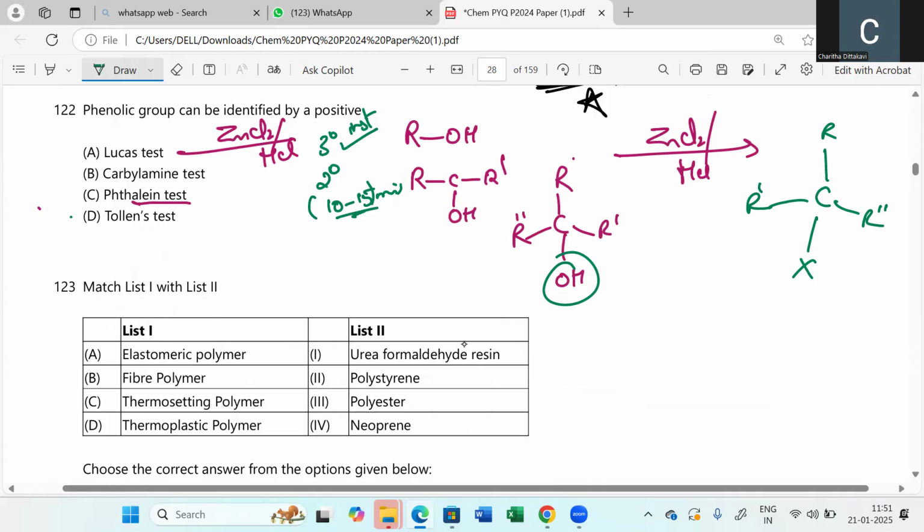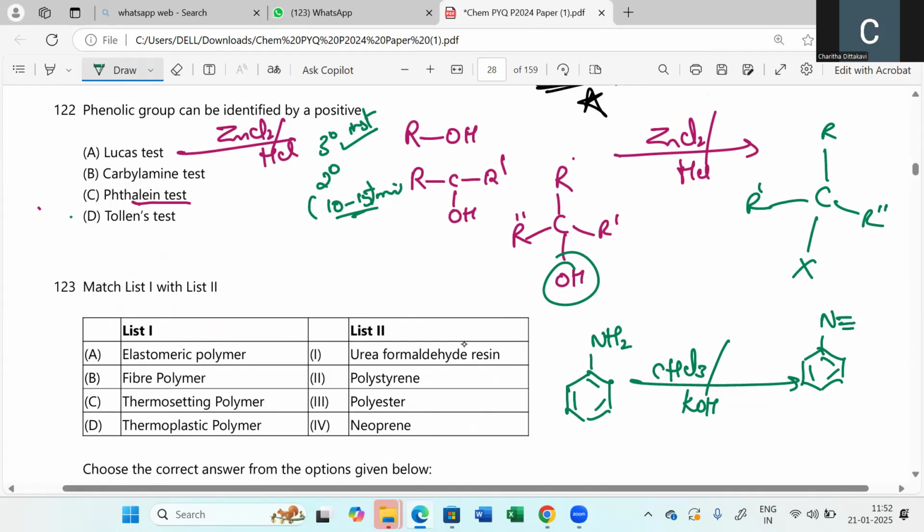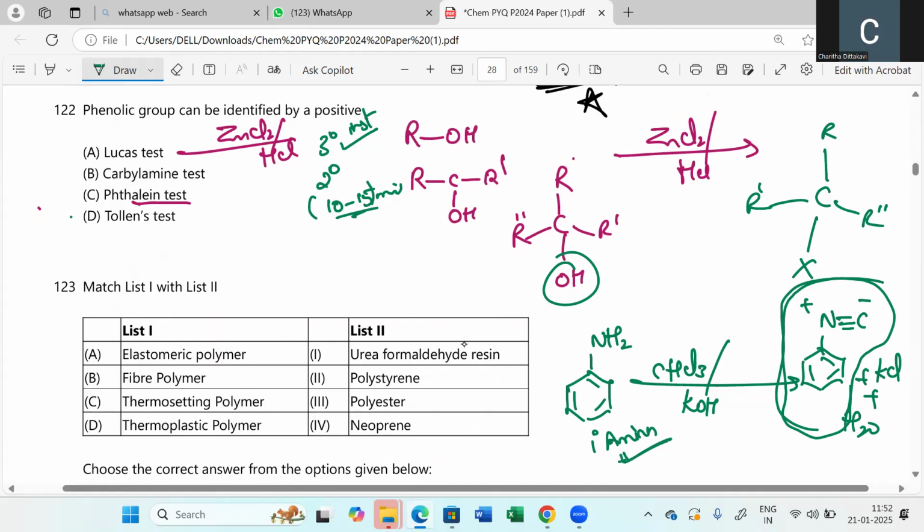Next, carbylamine test. What is the carbylamine test? Carbylamine is aniline, this is NH2, with CHCl3 in the presence of basic medium which is KOH, will give us isocyanides. N triple bond C plus and negative, right? And isocyanide plus KCl plus water molecule, and this is the isocyanide you're going to get with aniline. And this is the test which shows only for primary amines. Primary amines only will show you the test, nothing else.